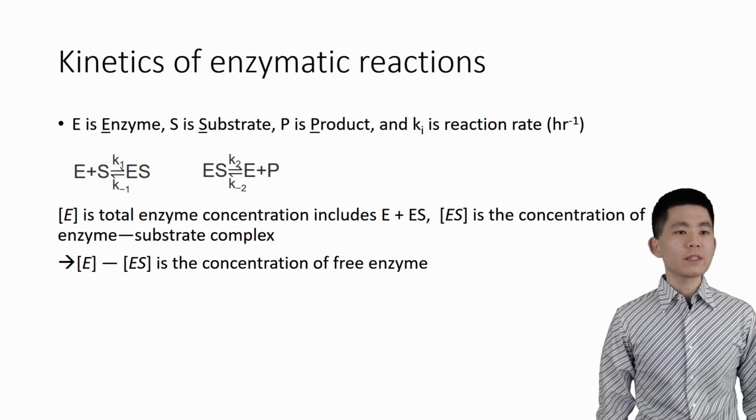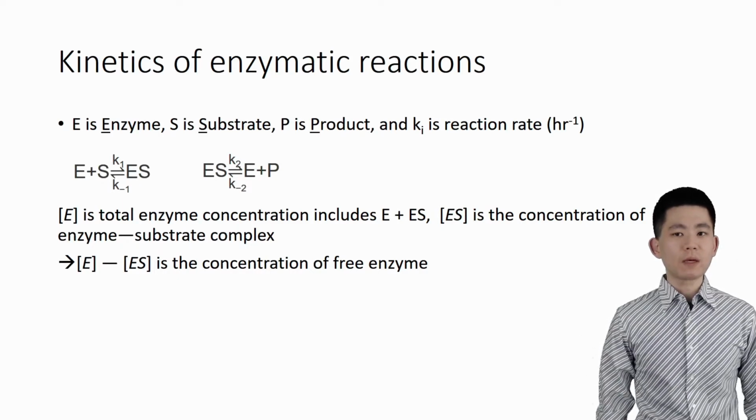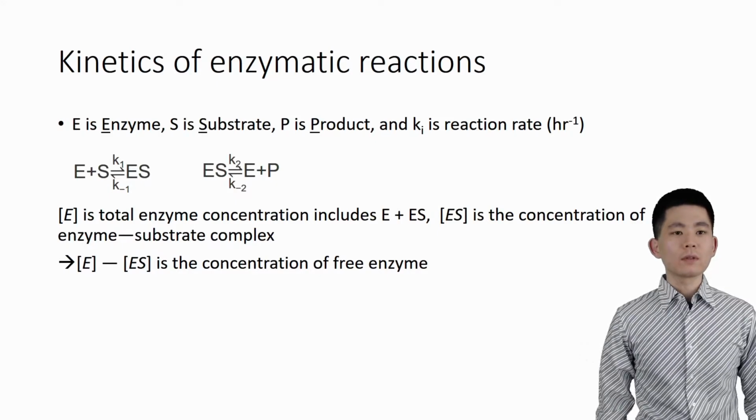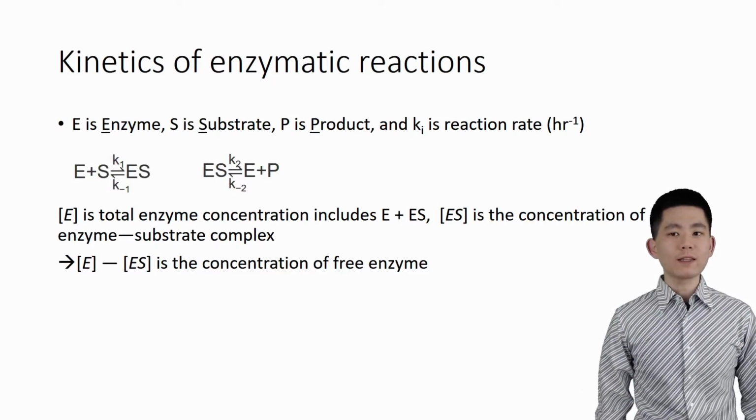Square bracket E is the total enzyme concentration that includes the free enzyme and complexed enzyme. Square bracket ES is the concentration of the complexed enzyme. Therefore, the concentration of free enzyme is square bracket E minus square bracket ES.